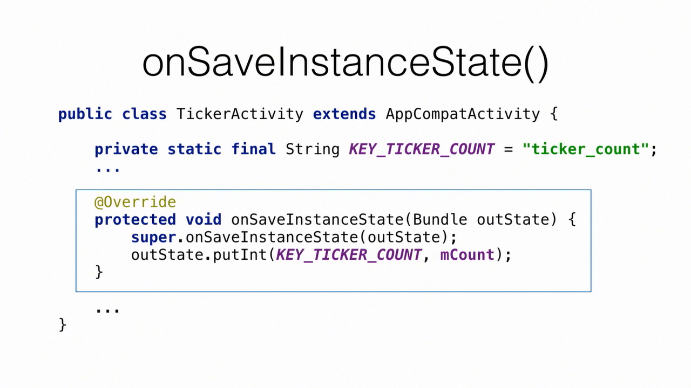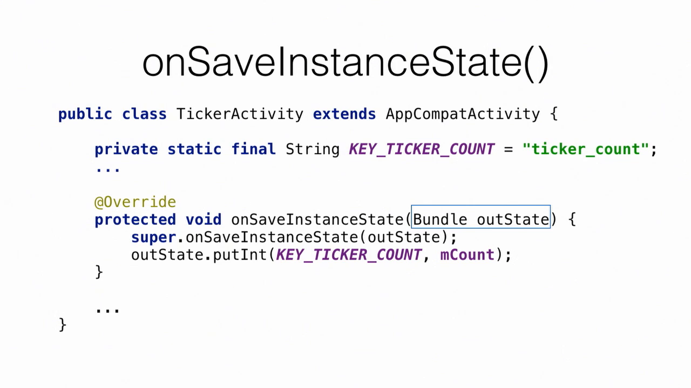So onSaveInstanceState is another callback method, all right? It will be called by the operating system before onStop, but ultimately the idea is that it's called to protect your activity from destruction, so that it saves the state that the user might care about. You can override onSaveInstanceState, and it takes in something called a bundle, which is like a hash map, right? It's a set of key-value pairs, and you can stash information into that bundle. In this case, I am stashing my count with a label of ticker_count.